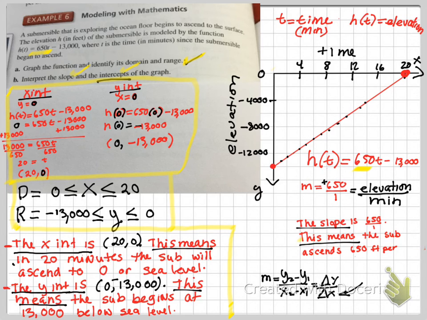Now, if that doesn't make sense, then you explain in the context of the problem. If the x and y intercepts don't make sense, then you explain in the context of the problem. You have to be able to relate the topics of the graph to the slope. And that is interpreting intercepts and slope.